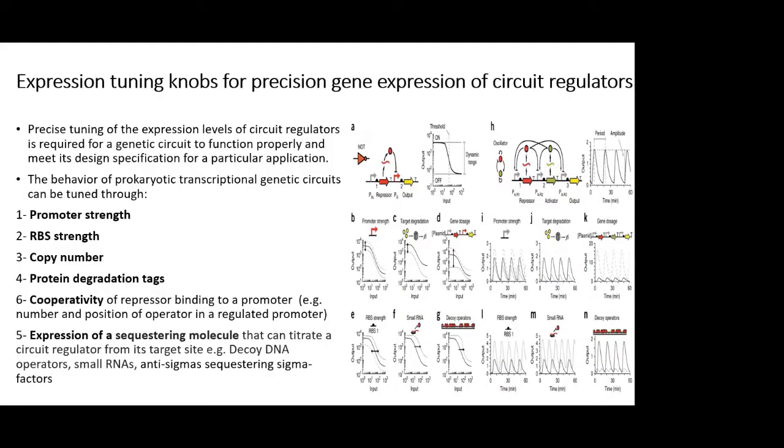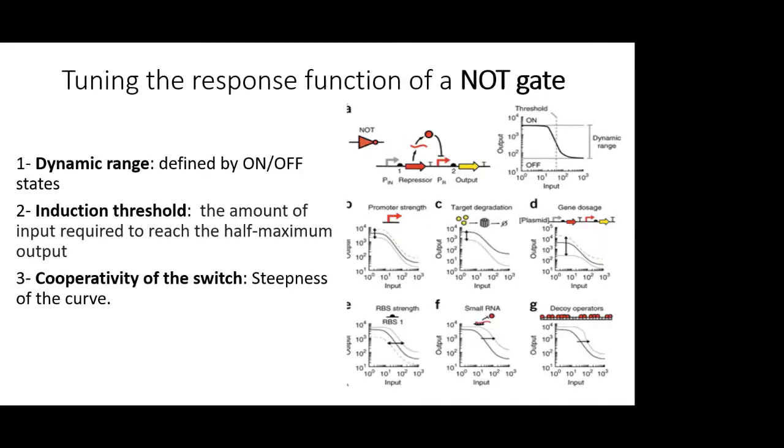You have promoter strengths, ribosome binding site strengths, copy number, degradation tags, and so on, which affect the behavior of the circuit itself. This is, by the way, in transcriptional genetic circuits. So you change the parameters of the circuit in order to change the overall behavior of the circuit.